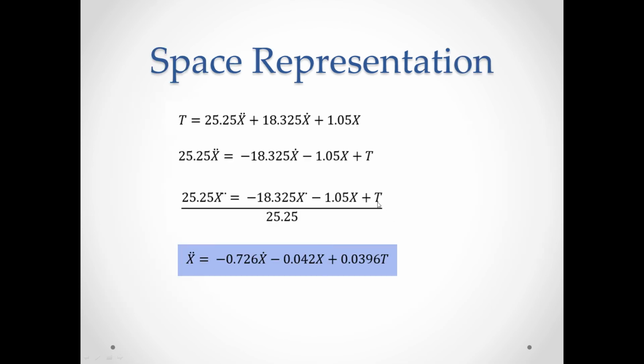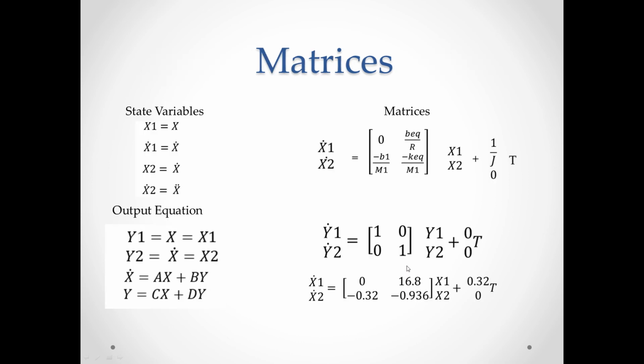You then have the state space representation formula to solve out. Taking equation 3, before we did the Laplace to it, we now have to set everything equal to x double dot. So you move everything over to the T section and divide everything by 25.25. You then have your state space representation equation. Now we have matrices.